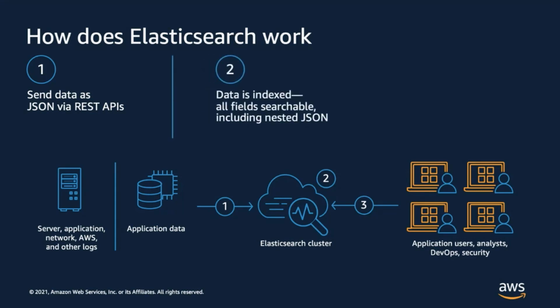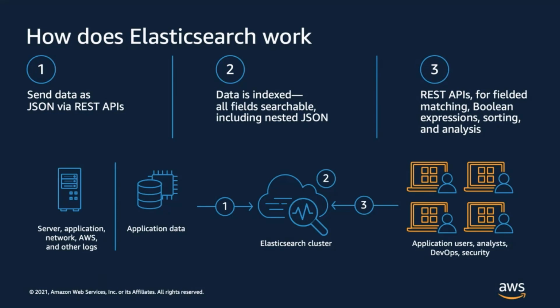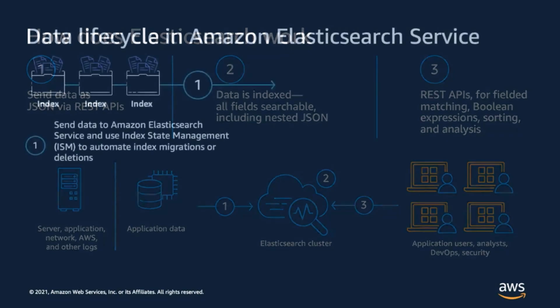Then within the service, the Elasticsearch cluster is going to index all of the data that you're sending in. One of the differentiators for Elasticsearch is that all of your fields are searchable. As you're sending JSON in, even down to a nested level, you're able to use the individual JSON fields as a source for either filtering or searching across the data in there. And then finally, you're going to use REST APIs for fielded matching, Boolean expressions, sorting, analytics, et cetera, to pull the data out of Elasticsearch.